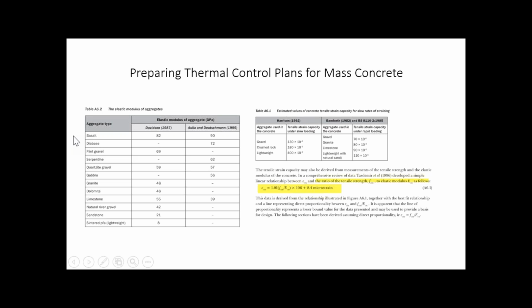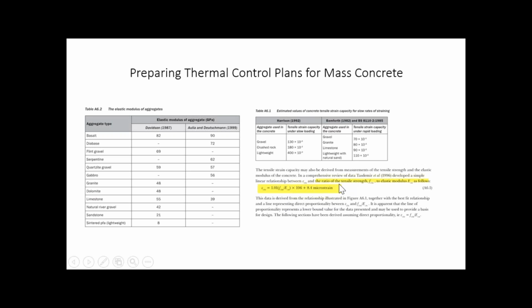Another area where we use MOE and hardened properties measured much more than we used to is in preparing our thermal control plans for mass concrete. You'll probably be aware in CSA 23.1 that we've gone on now to a much more explicit means of measuring for mass concrete and predicting our thermal control plans. The requirement is that we measure a number of properties: modulus of elasticity, coefficient of thermal expansion, splitting tensile strength, compressive strength, heat of hydration, and so on, to come up with a prediction value to which we can develop a thermal control plan.